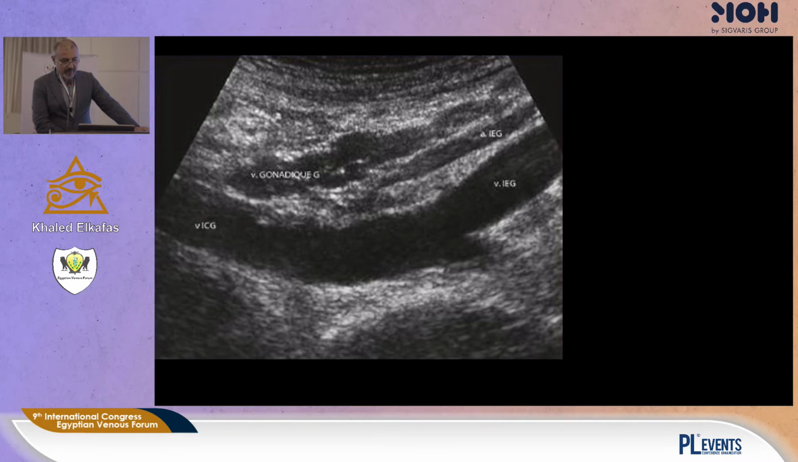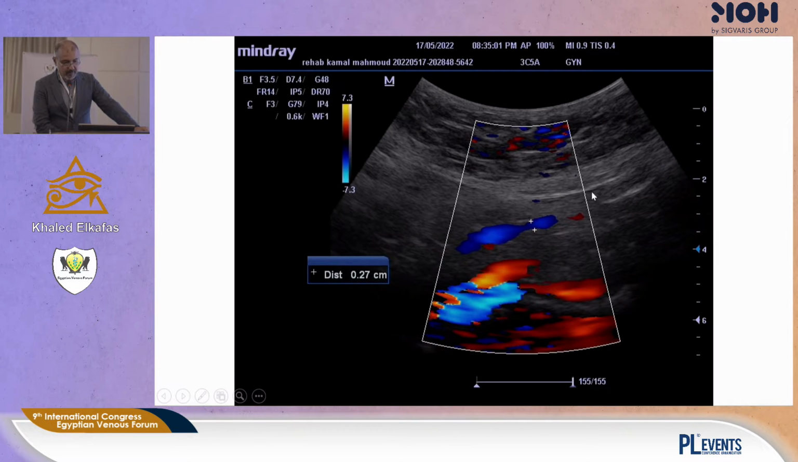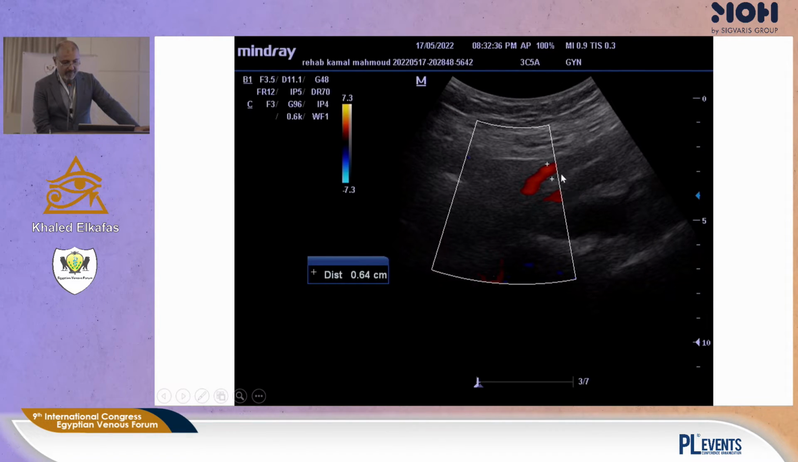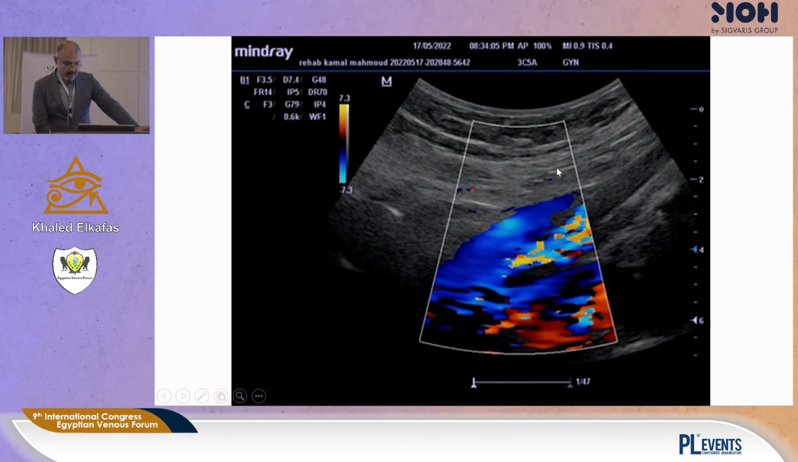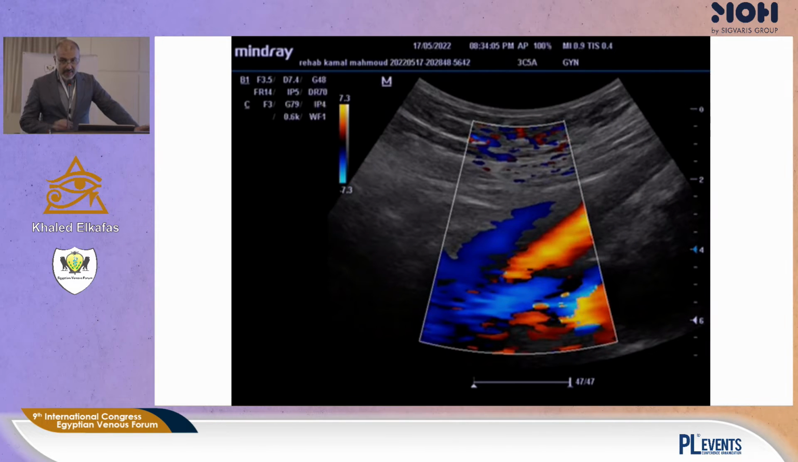Here's a huge ovarian vein appearing tortuous and dilated, associated with multiple collateral veins. Reflux in the left ovarian vein. Here is one of my cases. We can see here the right ovarian vein is of normal caliber, while the left ovarian vein is dilated, showing reflux. In real-time imaging of this vein, we can see that with respiration, there is reflux in the vein.